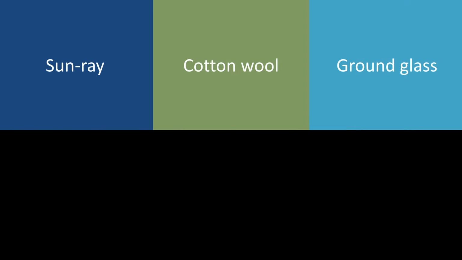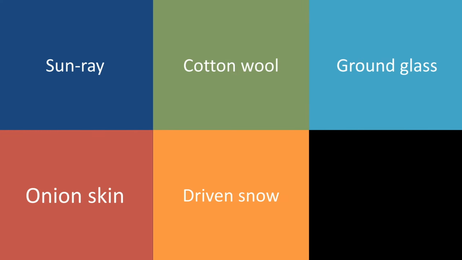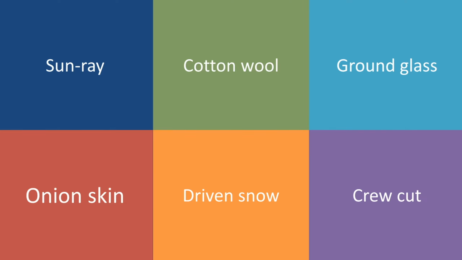Some textbooks will use terms that describe characteristic findings of a lesion. You may see terms such as sunray appearance, cotton wool, ground glass, onion skin, driven snow, or crew-cut appearance. These are descriptions of the classic radiographic features. A disease condition may not always show the characteristic features. I suggest that you do not use these terms. Rather, you should describe the radiographic features of a lesion. This is more likely to help you arrive at a diagnosis instead of depending on the classic terminologies.